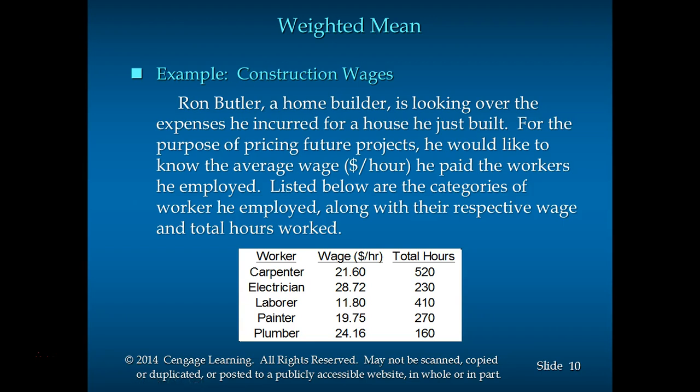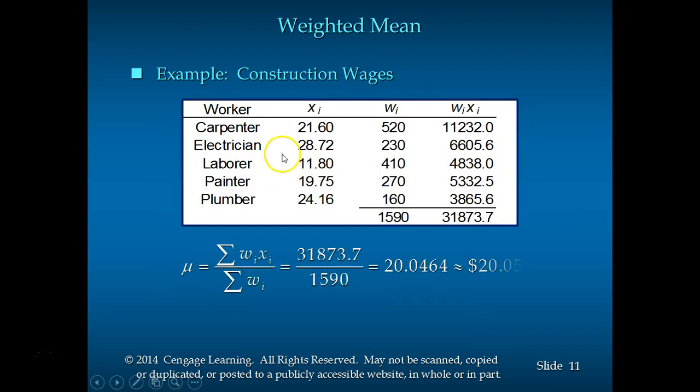Some of them got paid $28.72, but they didn't work that many hours, or $24.16, but they didn't work that many hours. A laborer, on the other hand, does not have a high wage, but he worked a lot of hours. So first, I need to get the total expenses. Then I divide the total expenses by total hours to get the average wage. And this is what's been done here.